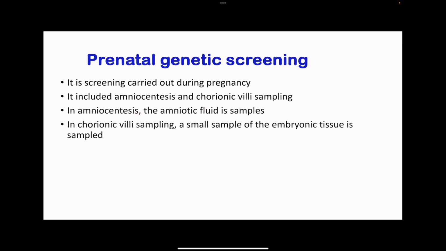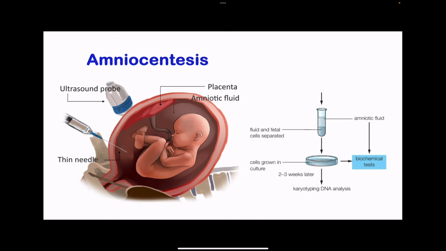The first one we're going to look at, prenatal, is carried out during pregnancy, and it includes amniocentesis as well as chorionic villi sampling. In amniocentesis, they sample the amniotic fluid, and here they sample the chorionic villi tissue in order to determine if the fetus has some genetic defects. The first one I looked at is amniocentesis. Here we can see there is an ultrasound probe that is guiding the doctor as they insert the injection through the womb in order to get a sample of the amniotic fluid.